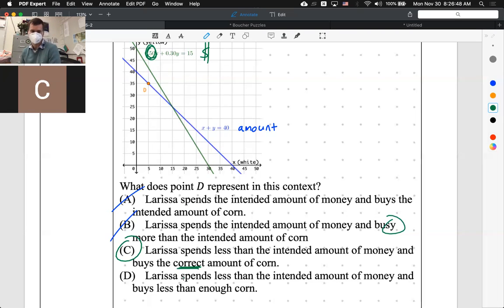Okay, well, let's go ahead and change the label here from D to C, because that was the answer for C. Can we draw a point that represents A? A is saying Larissa spends the intended amount of money and buys the intended amount of corn. That solved both of the lines. Where would this point be drawn?